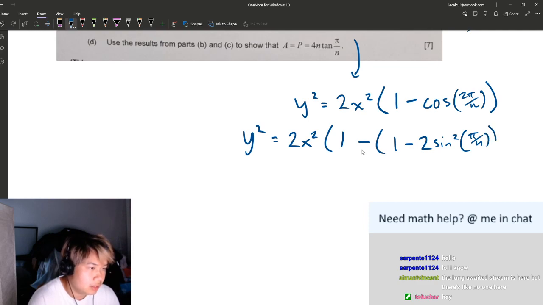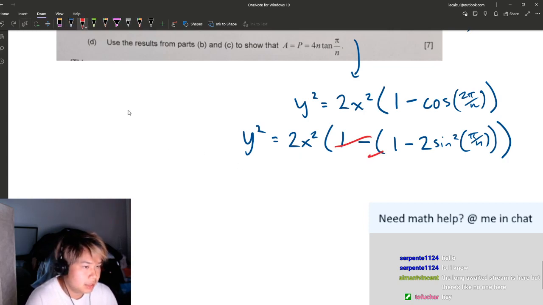Okay, I think I got it. Okay, this looks nice. So 1 subtracts with 1.